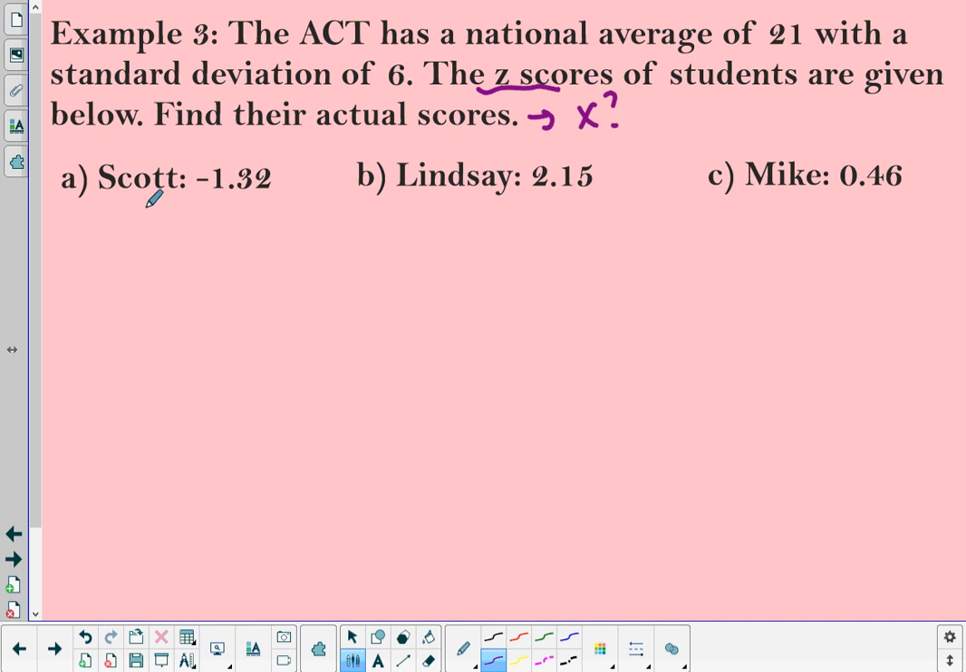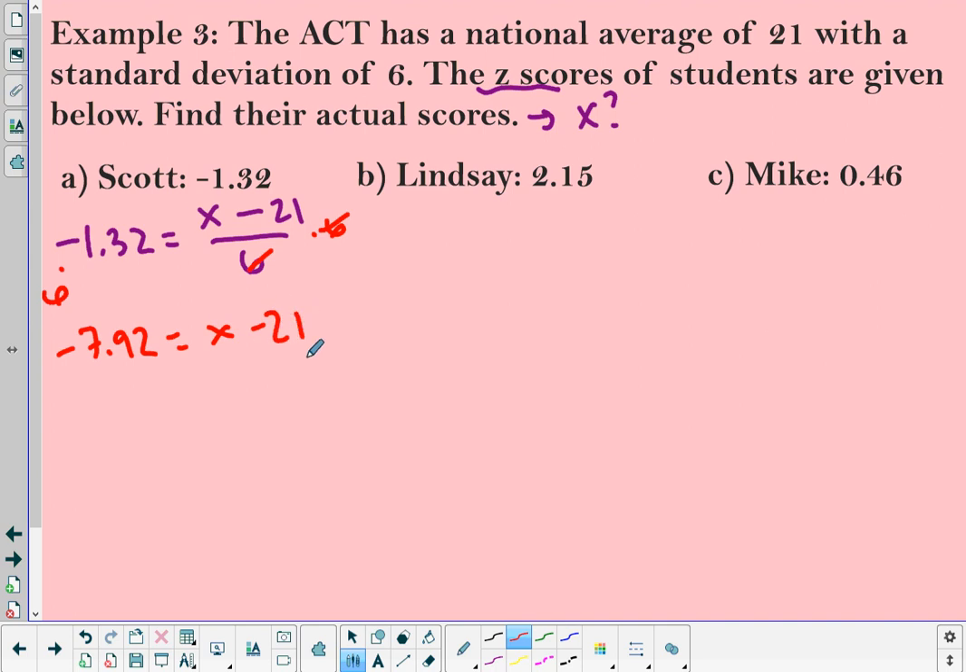So we have three people here. We have Scott, Lindsay, and Mike. We're going to work on Scott first. So for Scott, I have a z-score of negative 1.32. That's going to go on the left side of my equation by itself because that's my z. Then I don't know the data, and I need to subtract the mean, which is 21, and divide by the standard deviation, which is 6. So solving that, I multiply by 6 to cancel the denominator. That gives me negative 7.92 equals x minus 21. And then I add 21 to both sides, and I get 13.08 is equal to x.